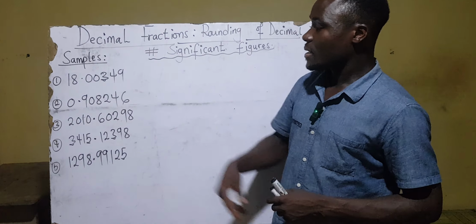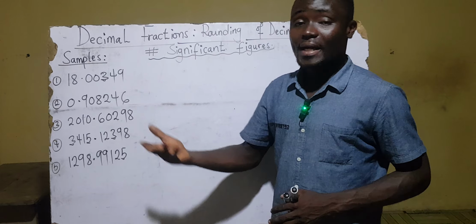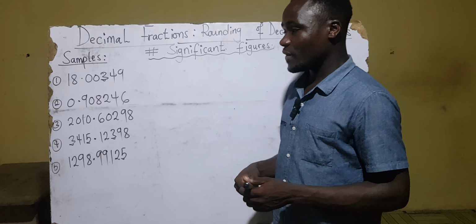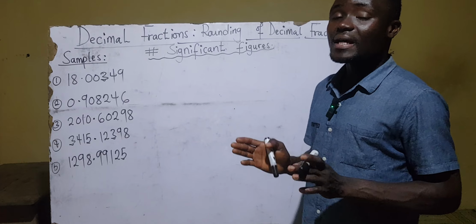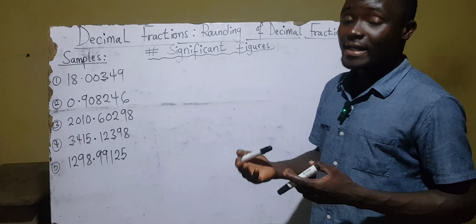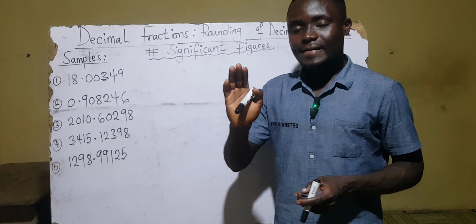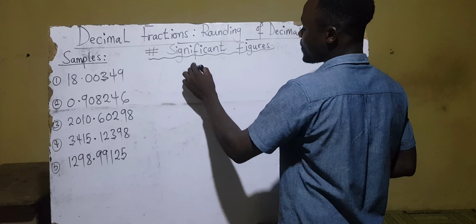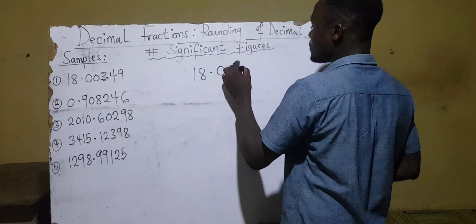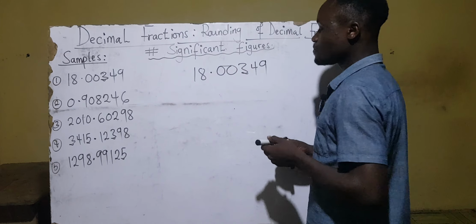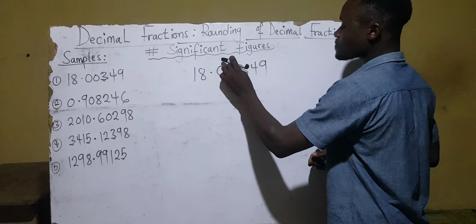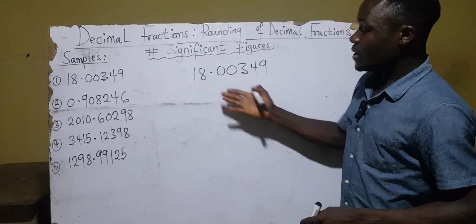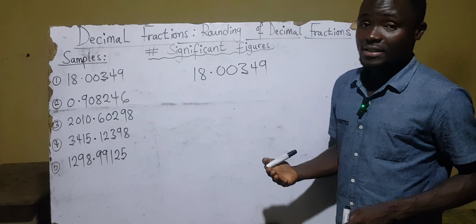So now we are going to dive into question number one and look at the significant place for each of the digits within the decimal number there. Now there are some things that you need to note, and in the course of that, I will expose you to it step by step. So let's take the decimal number that we have there: 18.00349. Now have it in mind that with significant figures, each digit here attains a significant place. Are you getting me?